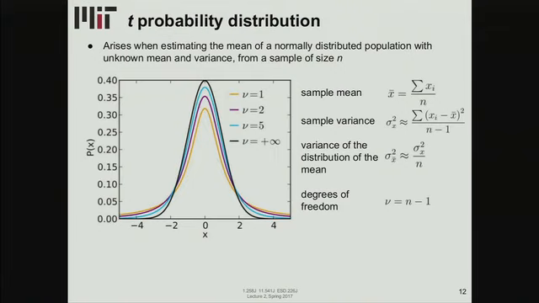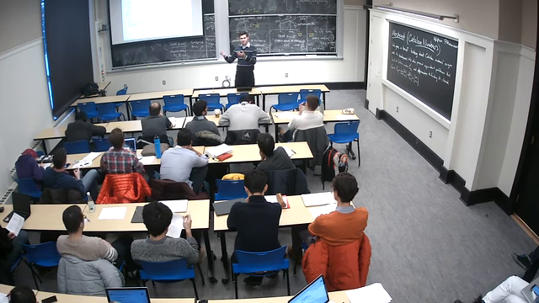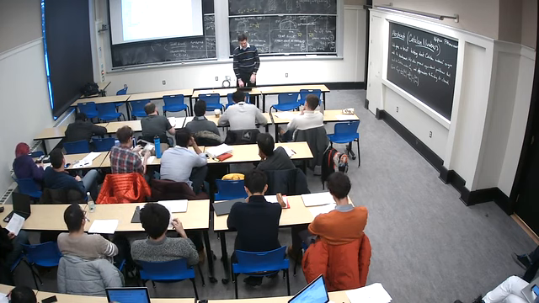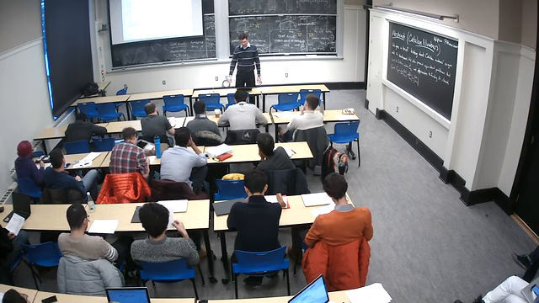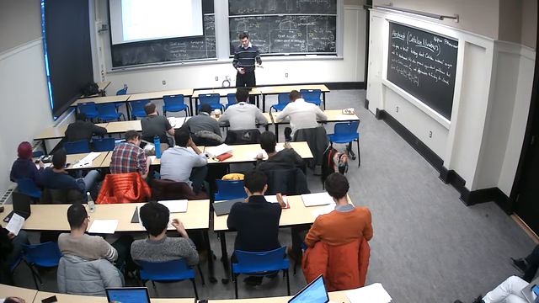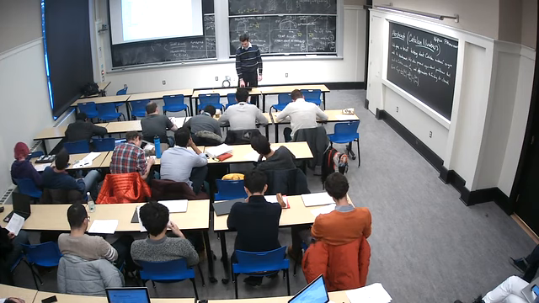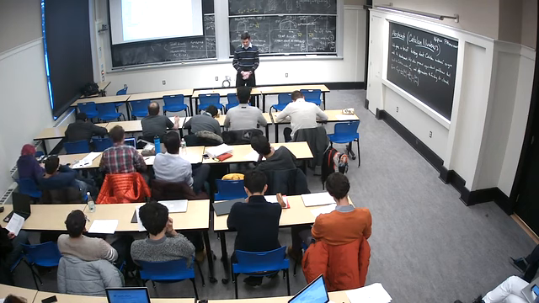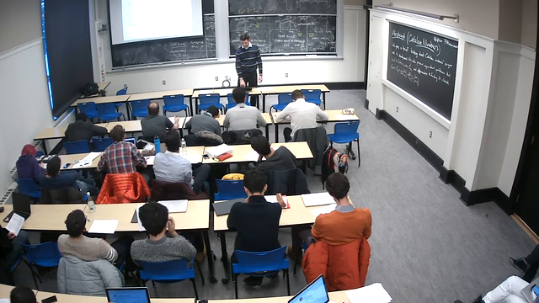Okay, the other thing is the t distribution. This is a probability distribution that is bell-shaped. It kind of looks like the normal distribution, and it approaches the normal distribution as the sample size gets very large. This is the distribution that arises naturally when you're estimating the mean of a population that is normally distributed with unknown mean and variance and some known sample size. So to the right here, we have your equations that I'm sure you've seen before for sample mean and sample variance.